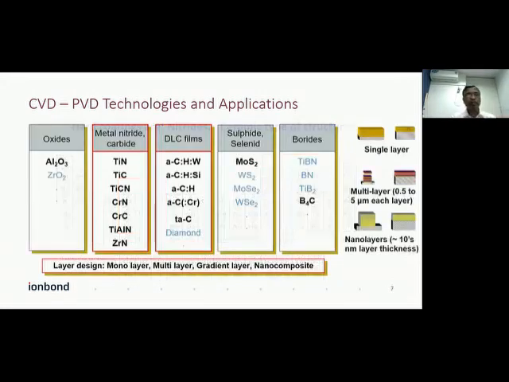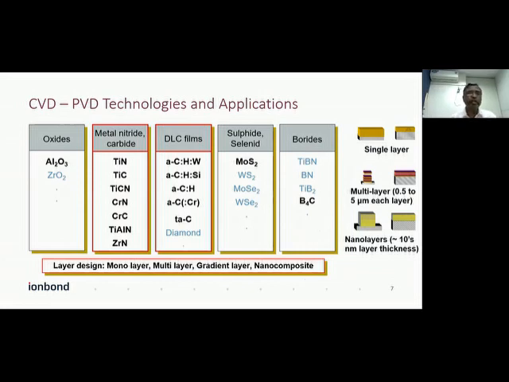So one segment is the oxides. We know that Al2O3 or ZrO2, these are the oxide coatings which are available. Particularly the Al2O3 coating is formed through the CVD process and used for cutting inserts.